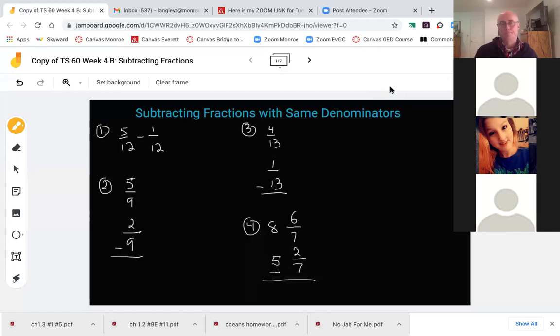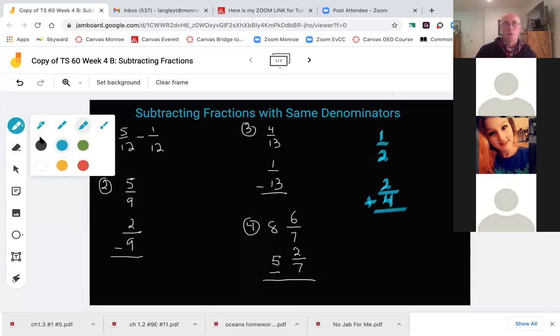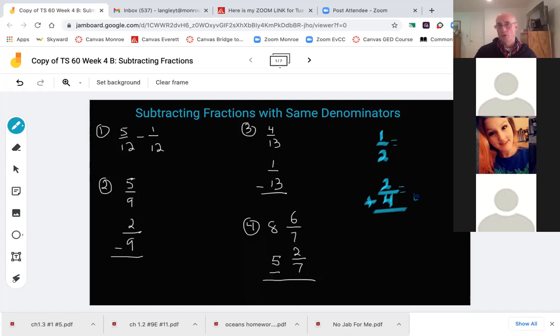Okay. In review, if I choose kind of a different color here just to review the concept, if I was adding 1/2 and 2/4, I wouldn't be able to add them until I got the same denominator. You might recall from last week. And so I'd look at those two denominators and I'd go, okay, what's the smallest number they both go into? And it's 4. They both go into 4. The denominators do. The bottom numbers do.